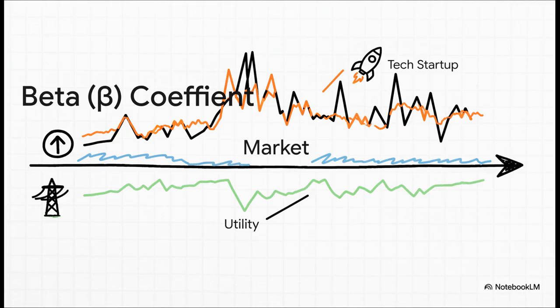So the market itself has a beta of exactly 1. A stock with a beta higher than 1, say a hot tech startup, is going to amplify the market's movements. But a stock with a beta less than 1, like a steady utility company, will dampen them. It is the single most important number for a stock's market risk.